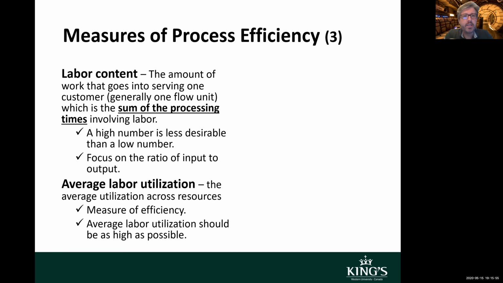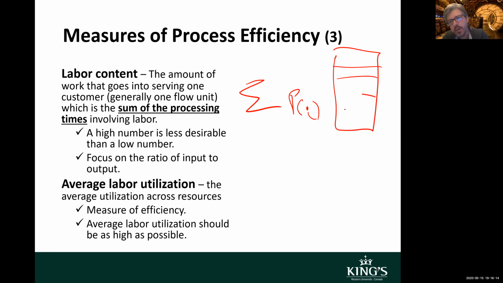The labor content is the sum of all your processing times for each one of the units inside your process. So if you can sum up all the individual tasks, each and every one of them, you put them in a list and you see how long each one of those takes, sum these up, and you know what that time in seconds is. That's the labor content in your process.